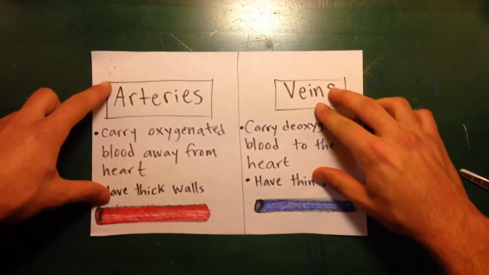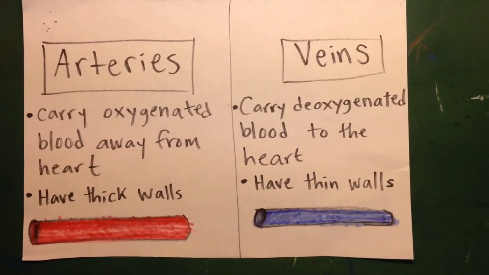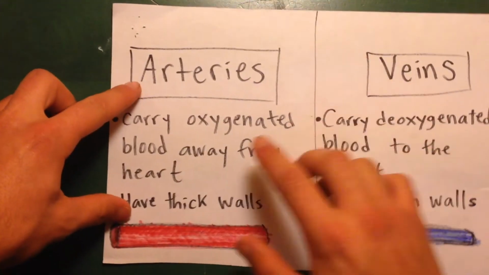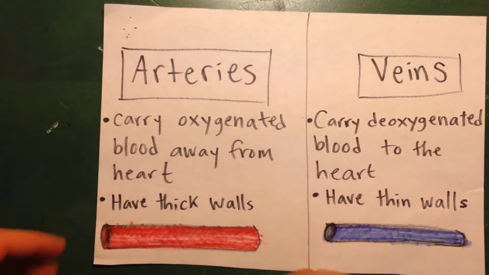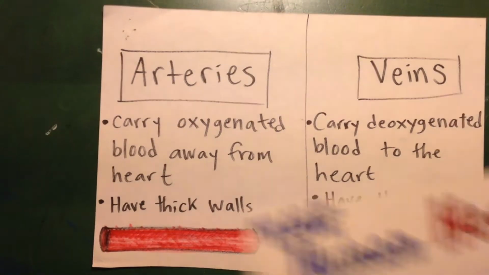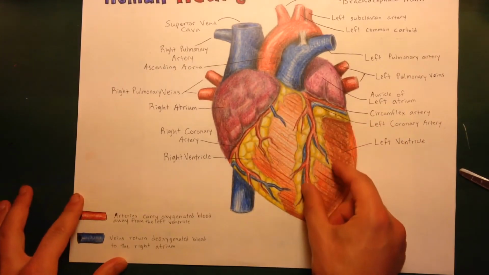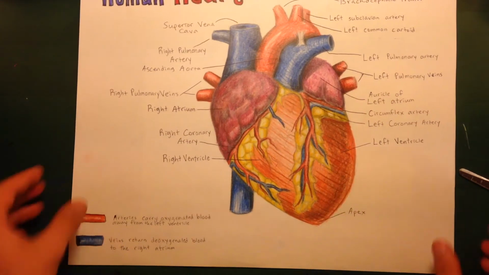So step aside, take a look at this chart right here. So let's just begin with arteries. Arteries carry oxygenated blood away from the heart. More specifically, they carry blood away from the heart through the left ventricle. So coming back to this diagram, the left ventricle is right here. The heart is pumping blood away from here.